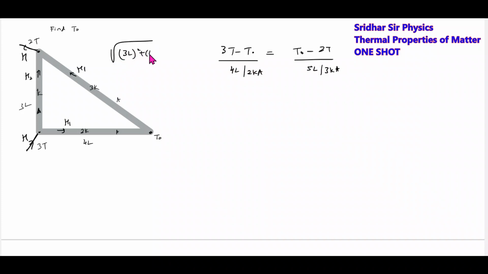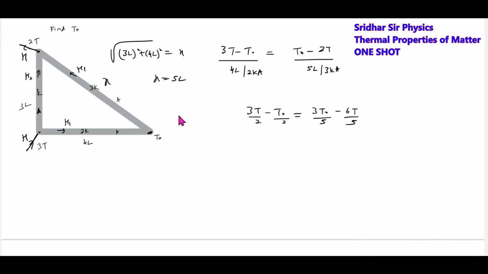Three L whole square, 4L whole square. This is the length X I'll call it, where X will be 5L. Okay, this will become 3T by 2 minus T naught by 2, 3T naught by 5 minus 6T by 5. Solve for this T naught, will get the required answer. This is the temperature of this end corner, you can call anything.